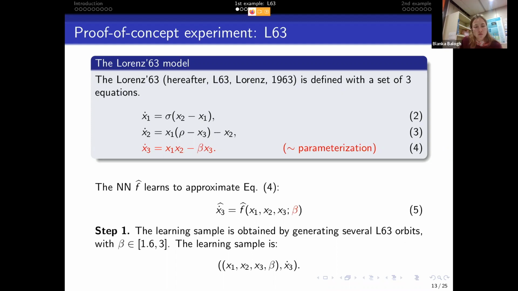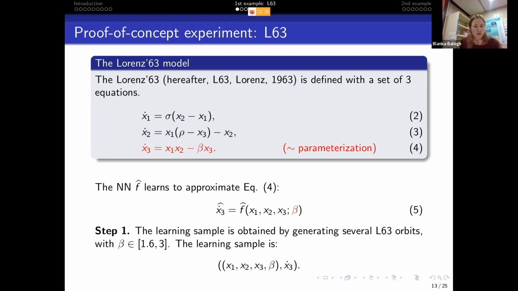Equation 4 corresponds to the time derivative of x3. This part of the equation can be viewed as a kind of parameterization, which depends on a variable beta. So for this first case, the neural network F hat will learn to approximate this equation 4, the parameterization, as a function of x1, x2, x3, which is the Lorenz 63 state variable, and also as a function of beta.